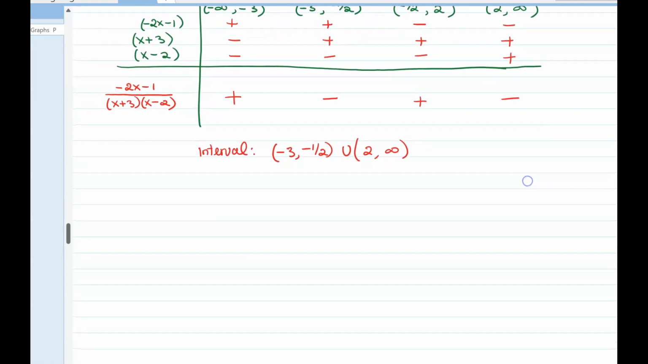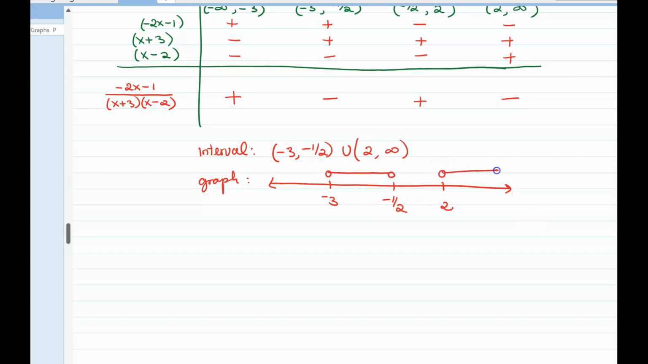And let's take a look at the graph. So negative 3, negative a half, 2, and since this is less than, not equal to, we have an open interval from negative 3 to negative a half and from 2 to infinity.